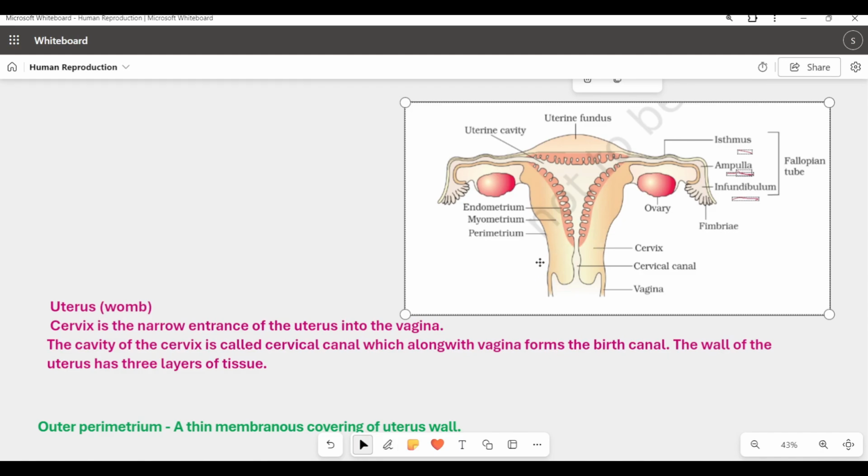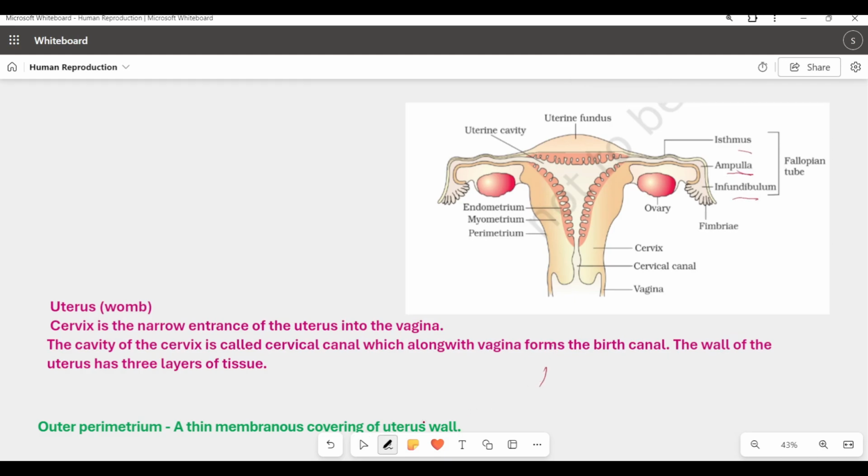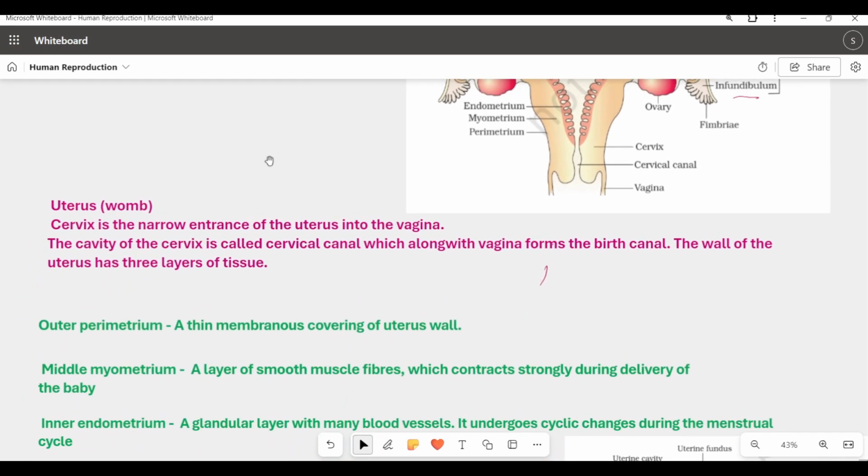If you get the side view of the female reproductive system, you can see that it is located between the urinary bladder and the rectum. The uterine walls are thick and highly vascularized, and the uterine wall can be categorized into three layers. The outermost layer is called the perimetrium.